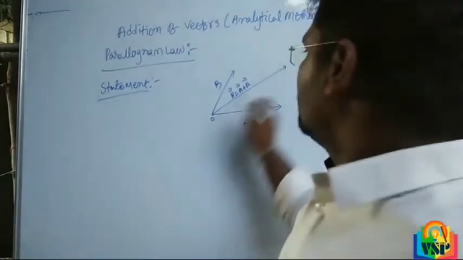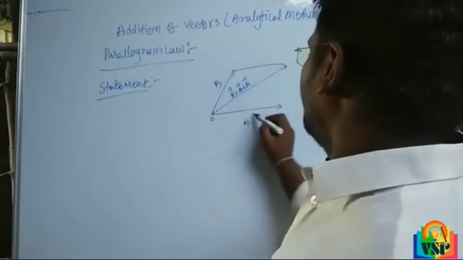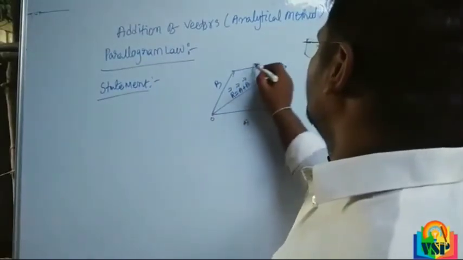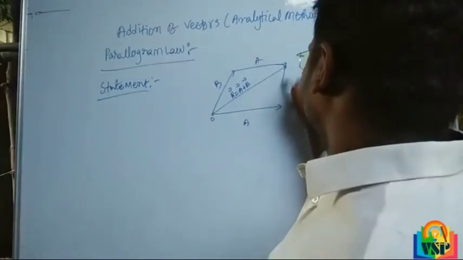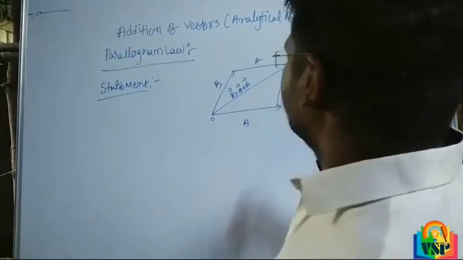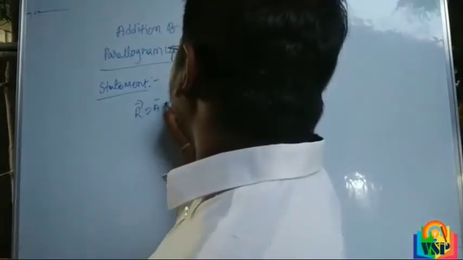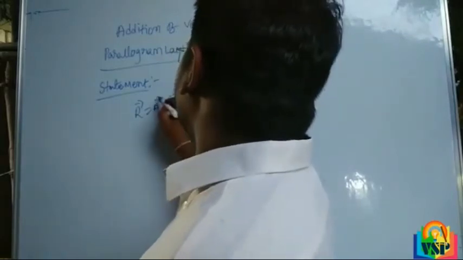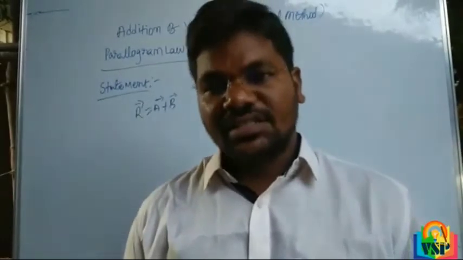Understand? So again we can make A parallel to the parallel vector, we have to take A, and here B also parallel, we can take like this. Understand? Okay, so R bar is equal to A bar plus B bar. Understand? This is the statement.